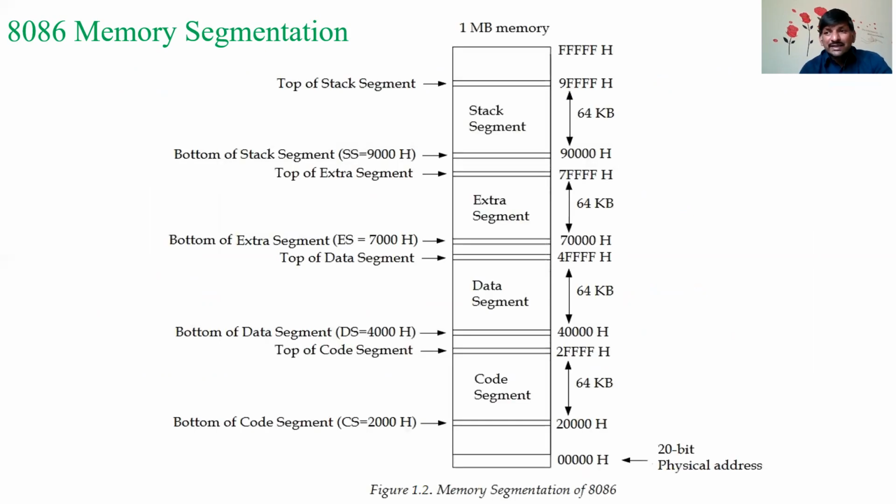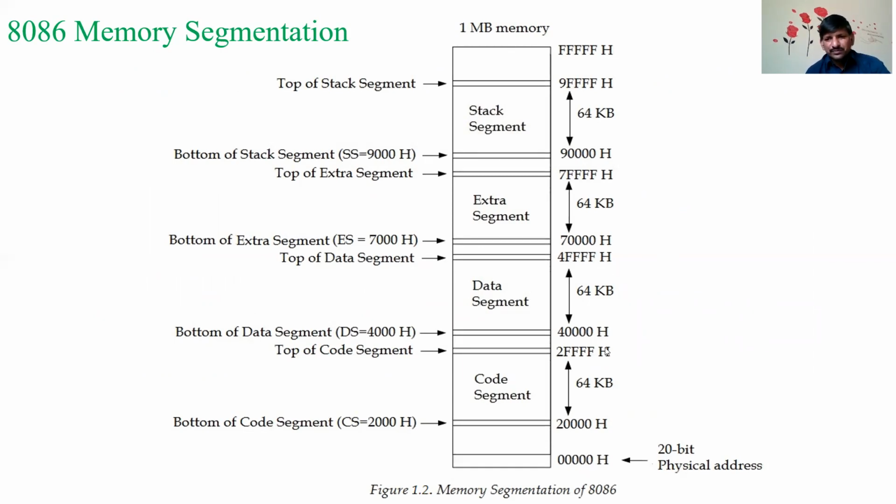Next, memory. How does the 8086 microprocessor organize the memory? The 8086 microprocessor contains 20 address lines, so it can address up to 2 power 20 memory locations, which means 1 megabyte of memory. This 1 megabyte memory is logically, not physically, divided into 16 segments of 64 kilobytes.